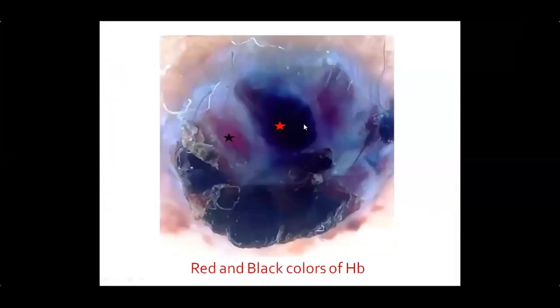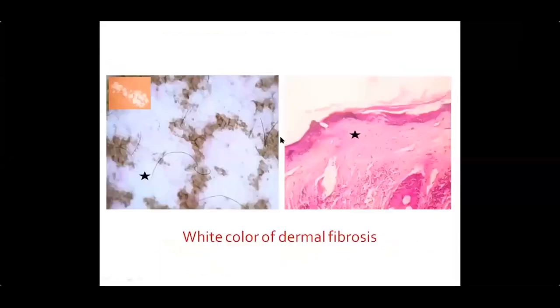So these are the different shades of hemoglobin. This is a bright red, where the blood is oxygenated, and here it is blue-black in color because of the thrombosed capillary or deoxygenated blood. So this is the white color of dermal fibrosis. The white color of dermal fibrosis has a peculiar shiny glow. This is because of the birefringent properties of the collagen bundles.